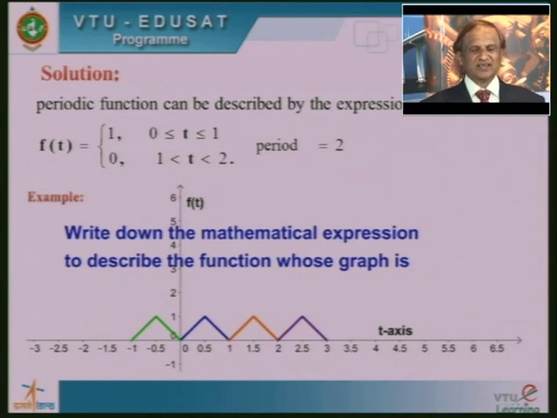So, you can consider a similar type of example: write down the mathematical expression to describe the function whose graph is shown. I hope you are observing the graph, it is like a triangle. From the origin to 1, you observe a blue color triangle. Actually, it contains two line segments. From 0 to 1 by 2, or 0 to 0.5, is one segment, and 0.5 to 1 is another segment.